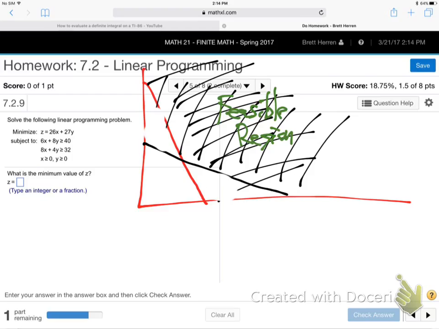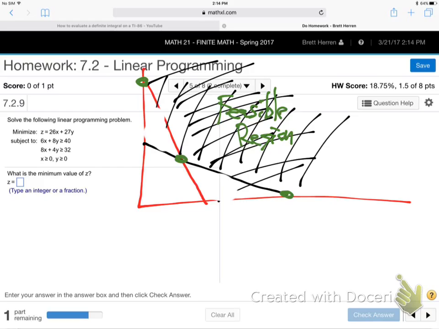Everybody see how this is different than the last one? The last one, the equation said y less, so we shaded below the lines. This one is greater, so we shade above. The feasible region, which is the overlap of the two shadings, is up there. Okay, so we're looking for the corners. What are the corners of the shaded region? Here, here, and here. You with me? Those are the corners of the shaded region. One of those three will be our answer.